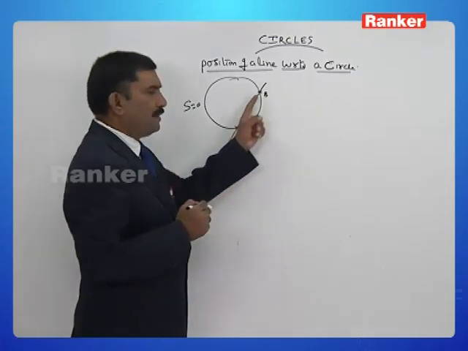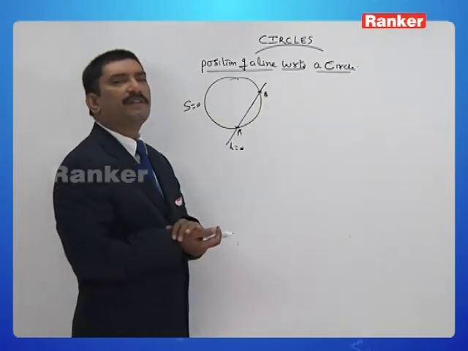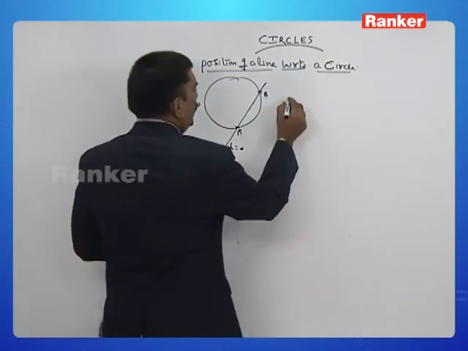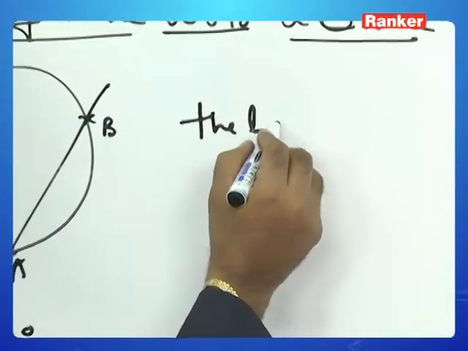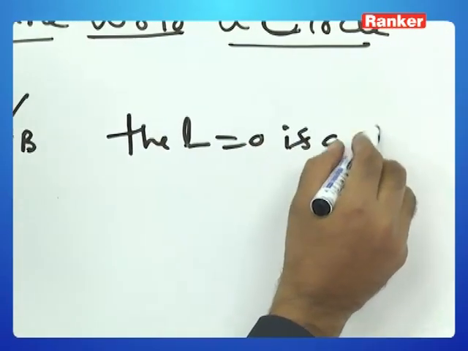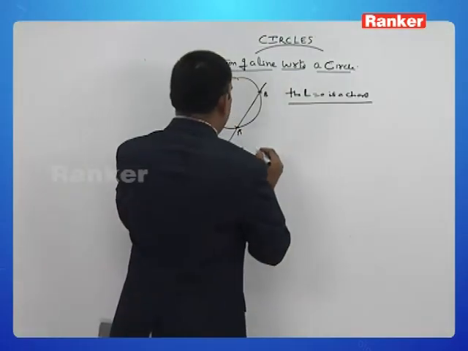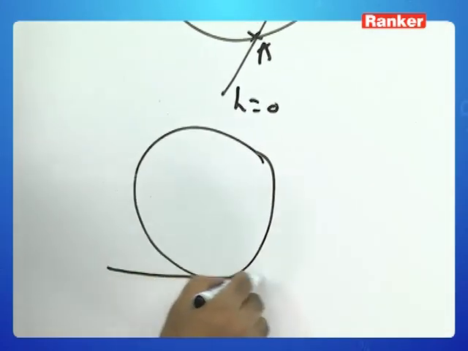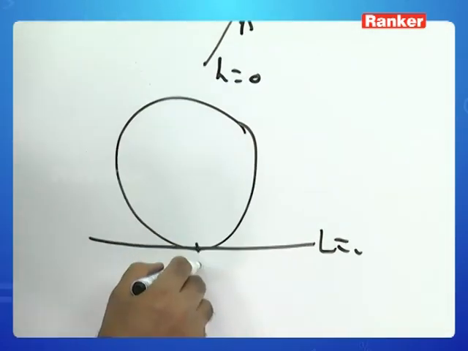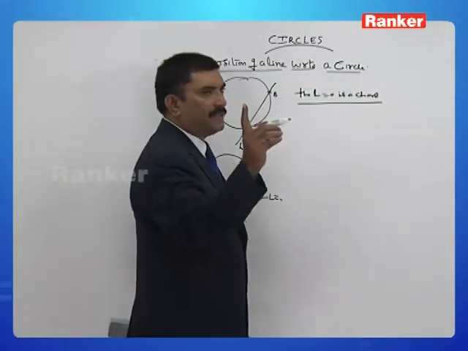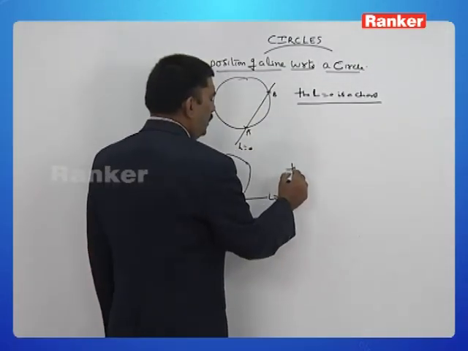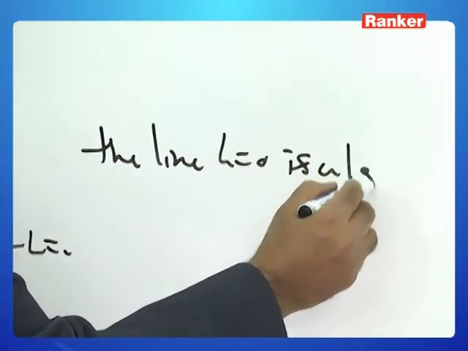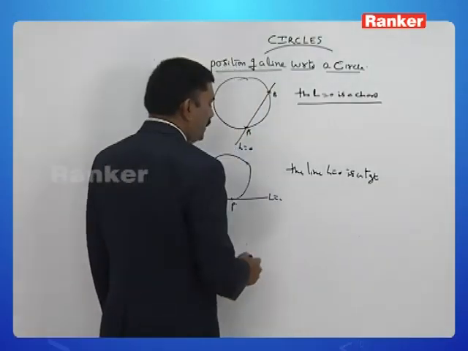then it is a chord. Now the line L is equal to 0 is a chord which cuts in 2 points. Now if we take a circle, when a line L touches the circle in only 1 point, then it is a tangent. So therefore the line L is equal to 0 is a tangent to the circle.